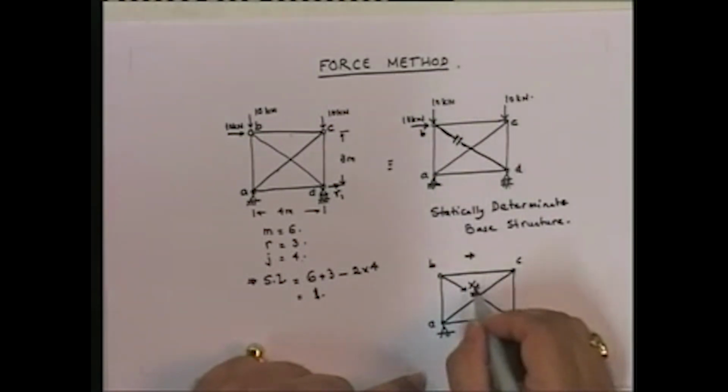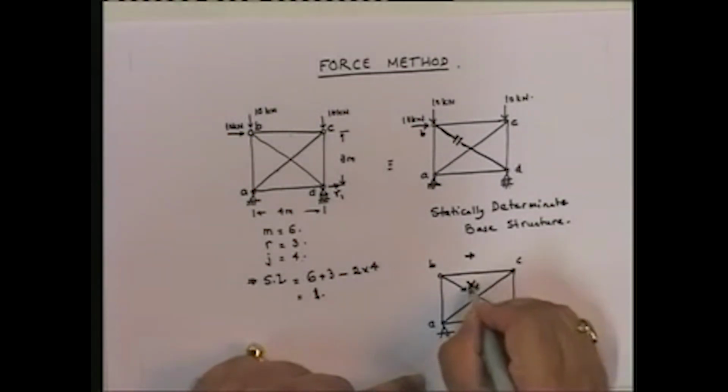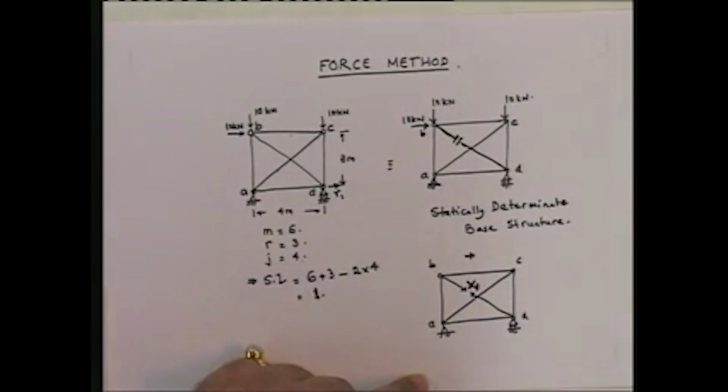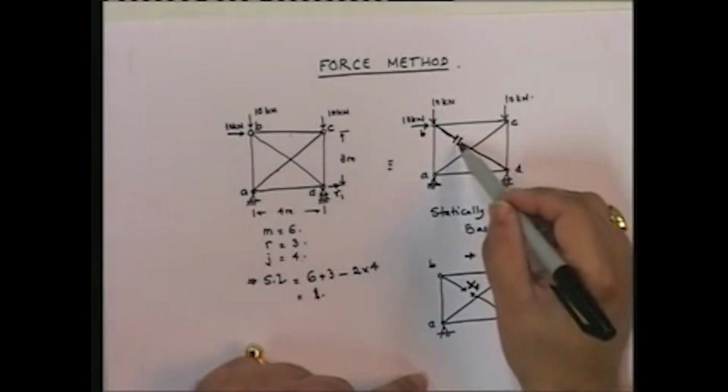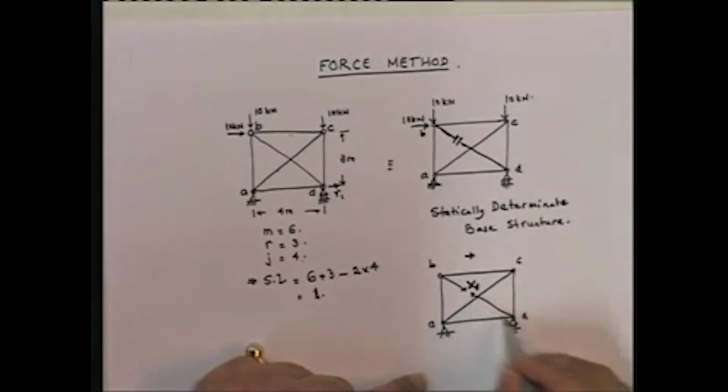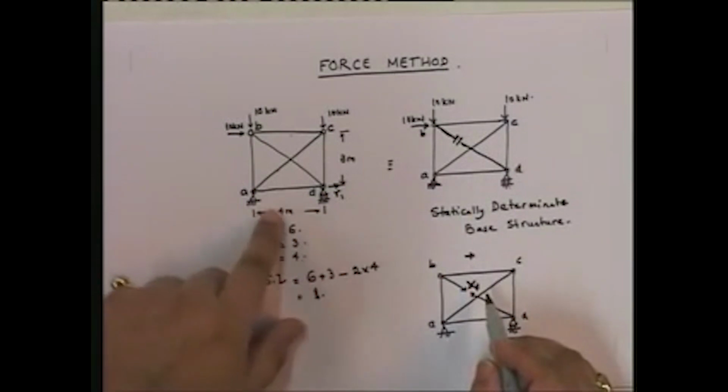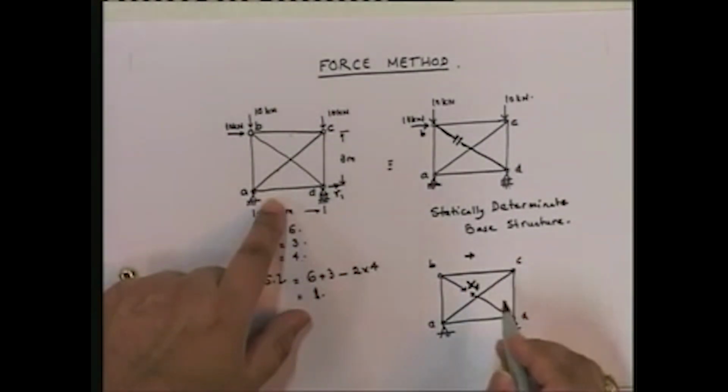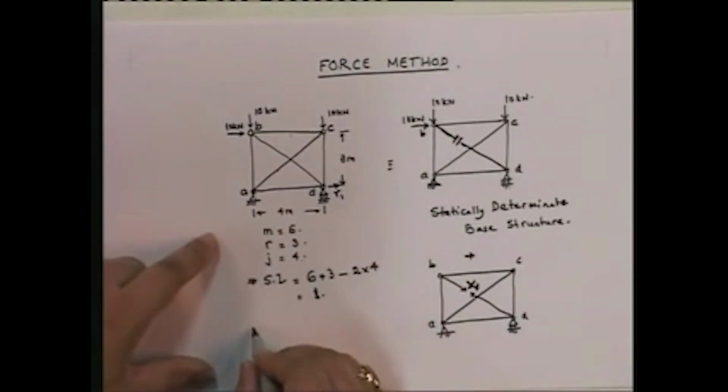Now, what is the unknown force? We don't know what the unknown force is, so we assume that it is an unknown x1. Now, if you look at this, here there is no force. Here we have the force that BD actually has. So if you add all of them up, you will see that this is exactly this.